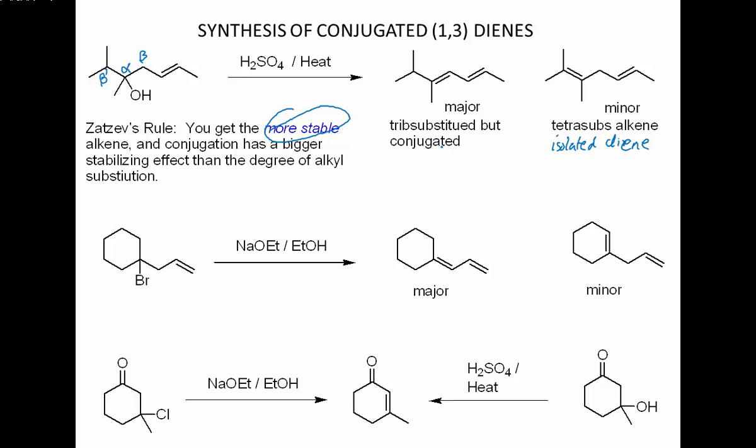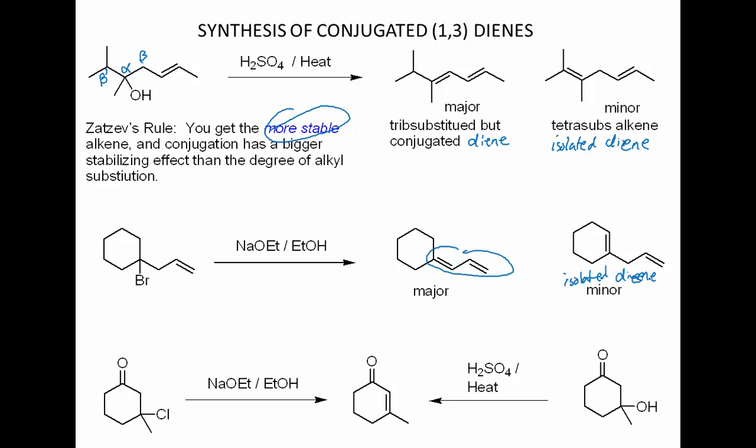If the elimination goes the other direction, though, it forms a conjugated diene. So the major product of this reaction is going to be the conjugated diene system. The other eliminations we've looked at, dehydrohalogenation, also prefer to make conjugated systems. The major product in this case would be the conjugated diene here over the isolated diene that you see there.